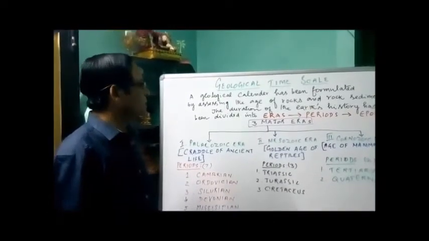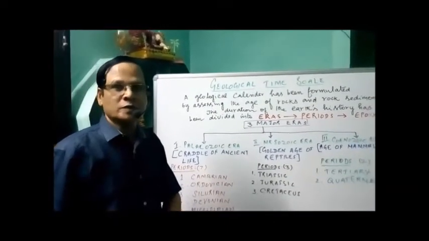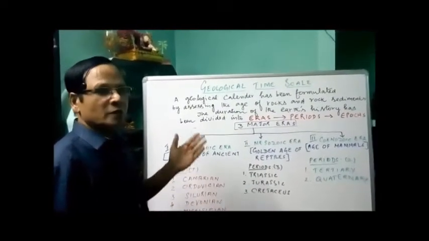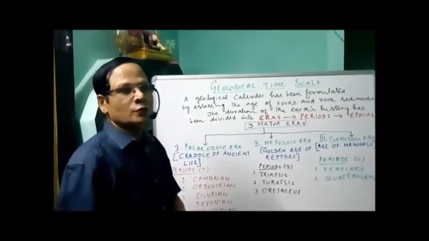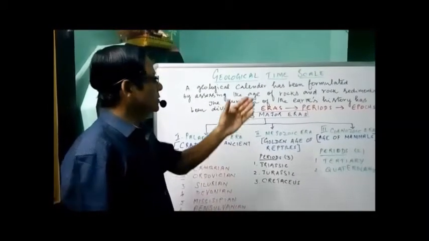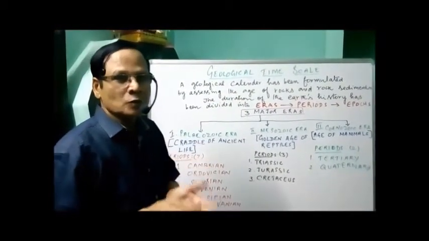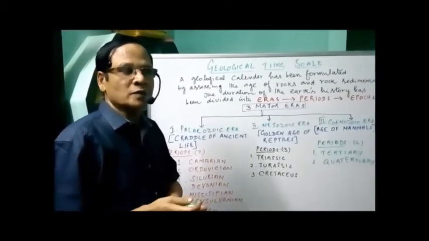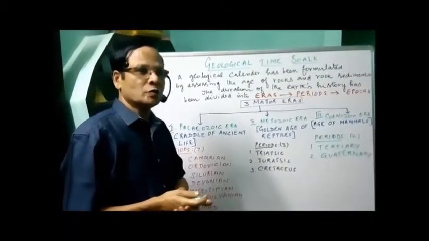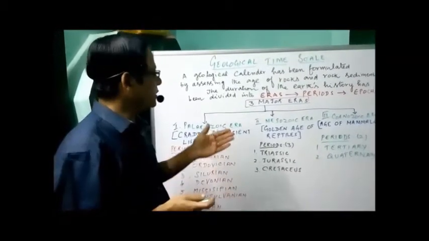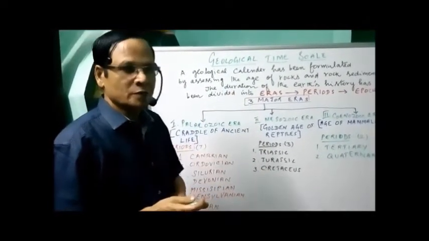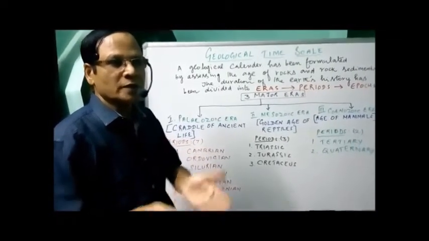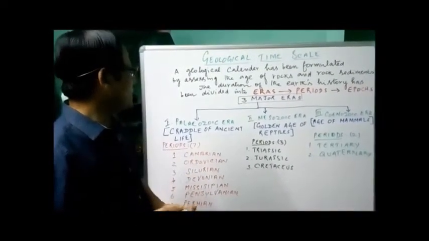Hi students, in this class we have to discuss something about the geological time scale. A geological calendar has been formulated by assessing the age of the rocks and rock sediments. It is done with the help of radioactive isotopes, the radiometric technique. You can find out the age of rocks and rock sediments using the decay of isotopes. We'll talk about that later.